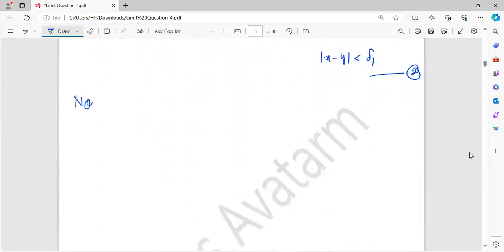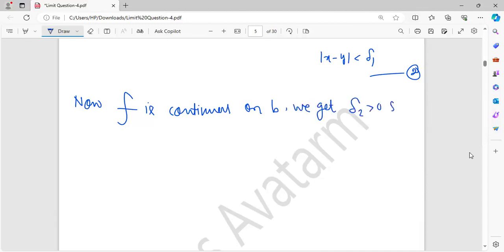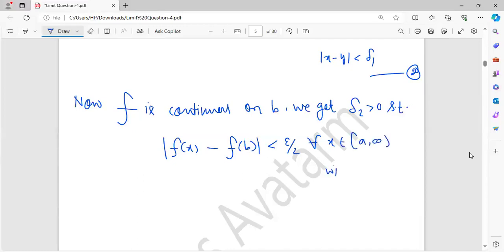Now f is continuous at b. So by the definition of continuity there exists delta 2 greater than 0 such that |f(x) - f(b)| is less than epsilon by 2 for all x belonging to the interval [a, infinity) with |x - b| less than delta 2.